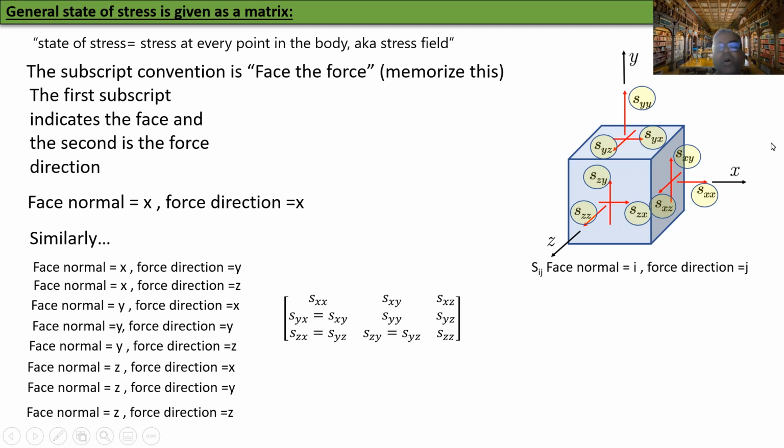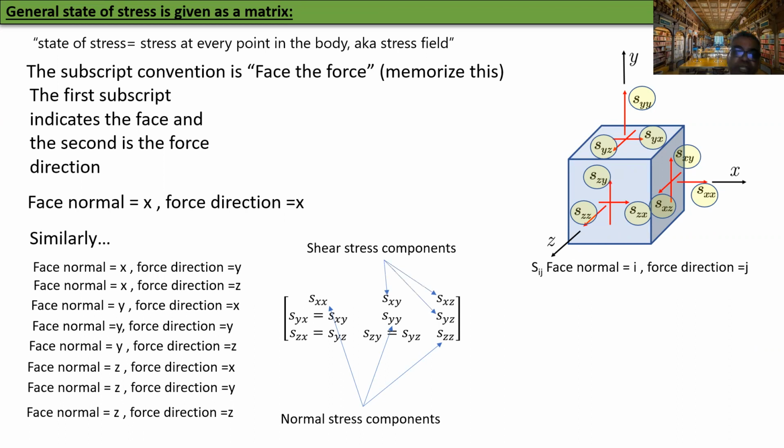The symbolic version of this is this cube. You should be able to go back and forth because the symbolic version will tell you which direction things are. Now, one last point. Can you see these three things? The diagonal terms are called the normal stresses because they're pushing or pulling. The off-diagonal terms are called the shear stresses because they are sliding.